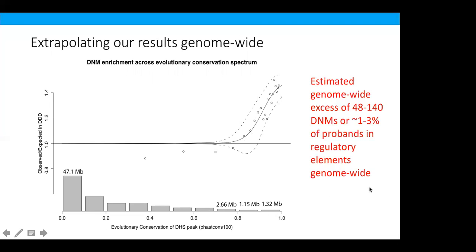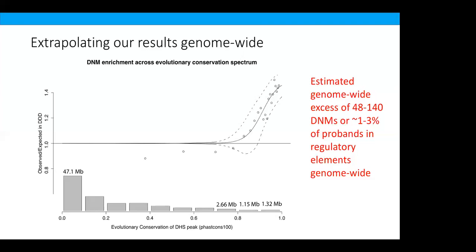And this estimate yields an excess of about 1 to 3%, and that it would explain about 1 to 3% of the missing diagnoses in DDD. I've only looked at DNase hypersensitivity sites here, so this might be an underestimate. But if we take all of the conserved elements genome-wide and try to predict function for them using ChromHMM, with some slightly more liberal cutoff, we still only really get to about 5% at best.